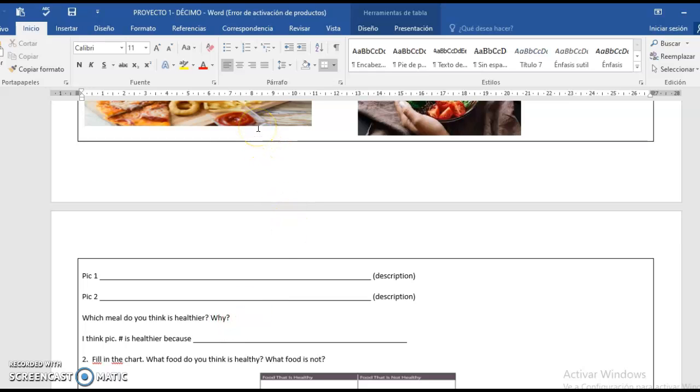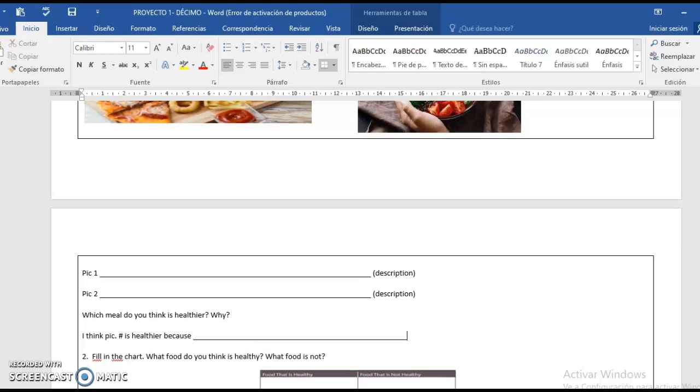Remember the word healthier? Saludable. And which one is? Number 1 and number 2. And why? So here you explain, I think picture number 1 or picture number 2 is healthier because, and you explain in your own words, use your English dictionary word reference if you need it. Puedes usar aquí un diccionario para explicar tus propias palabras y completas con tu opinión, ¿no? Which one is healthier? 1 or 2? And why? ¿Y por qué?